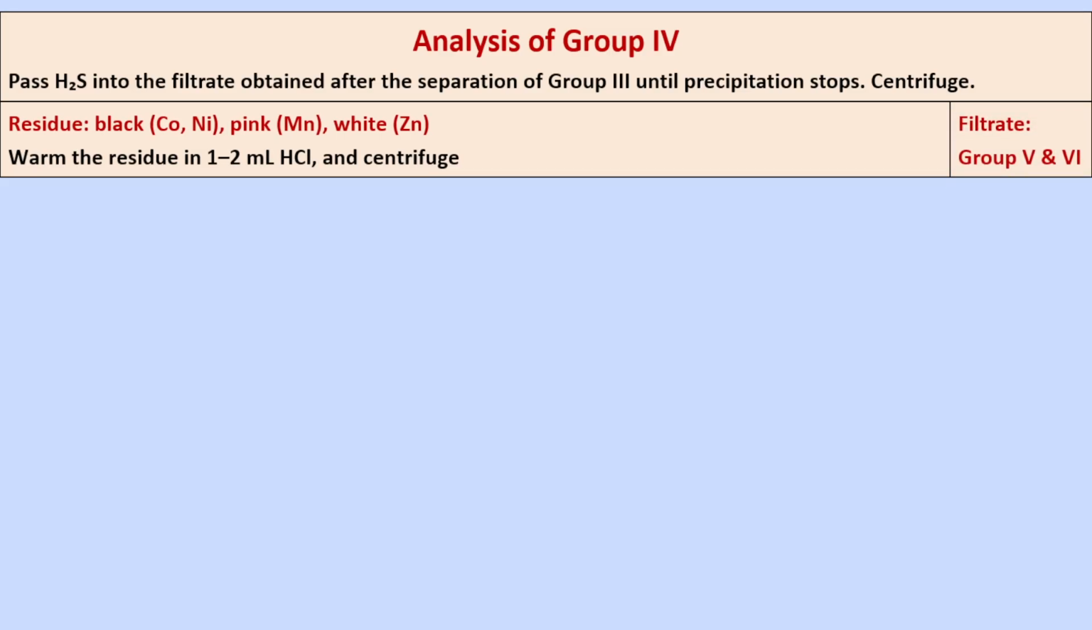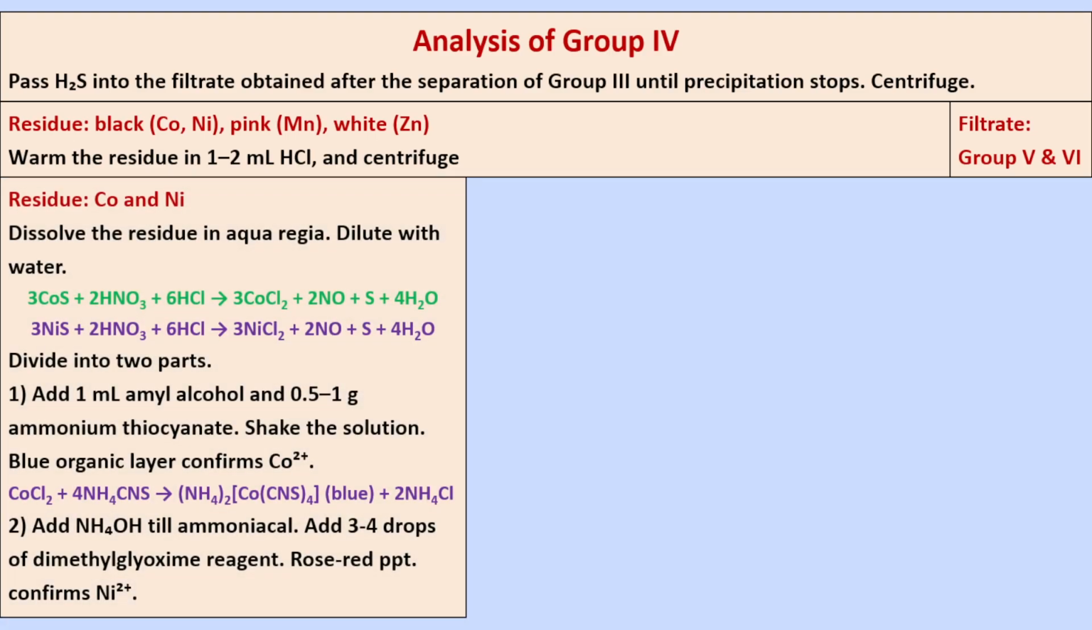To isolate cobalt and nickel, warm the group 4 residue in 1 ml or 2 ml of dilute HCl and centrifuge. The residue contains cobalt and nickel sulfide, and it is now separated from the manganese and zinc. Dissolve the residue in aqua regia and dilute with water to obtain chlorides of cobalt and nickel. Divide this into two parts.